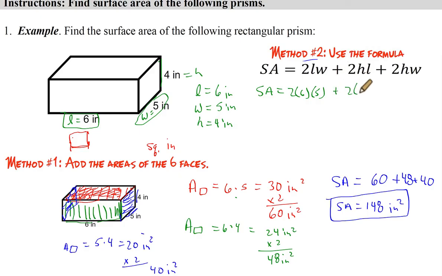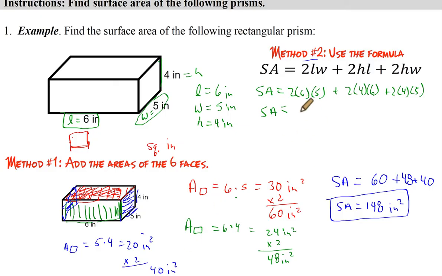We get 2 times the height, which is 4, times the length, which is 6. Where have we seen that before? That was down here. 4 times 6, and we have 2 of them. And then lastly, we have 2 times the height, which is 4, and then the width, which is 5. And that is what we had as the blue part of the rectangle down here. And so when you do the surface area this way, you get all of those sums separately.